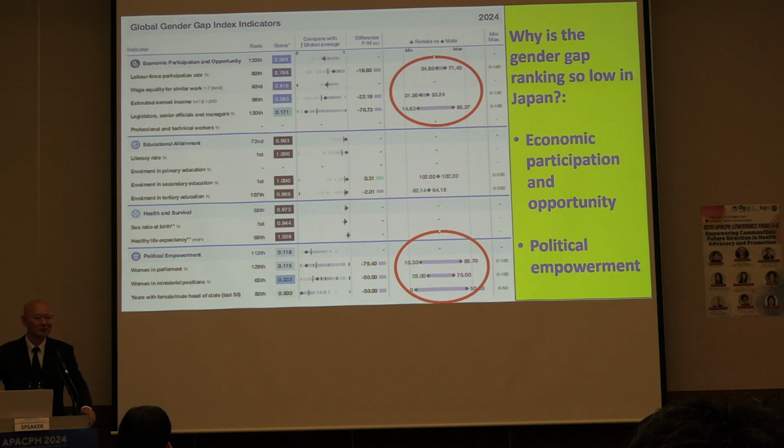In CCHP, women's power is very strong. Look at the speakers. I'm a minority. I'm the only one. All women. So Japan should learn lessons from CCHP.